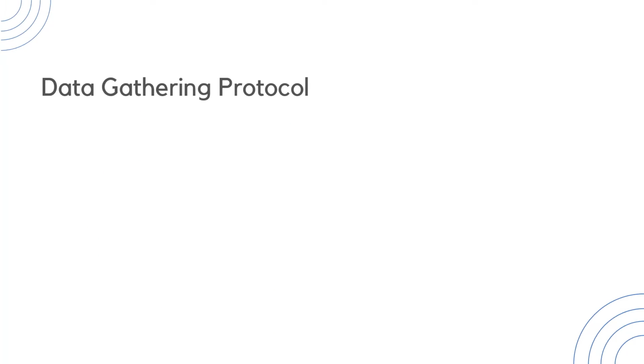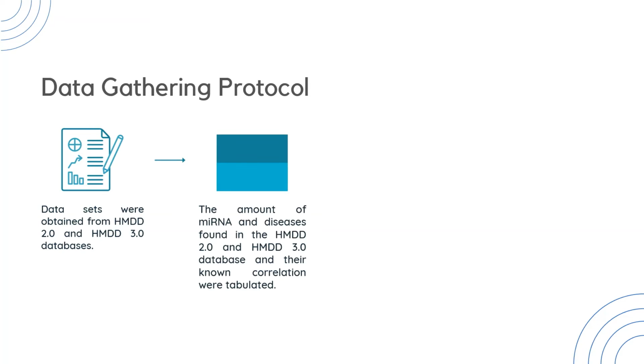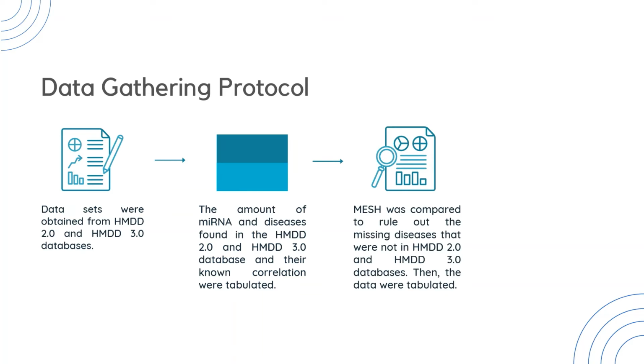For the data gathering protocol, the datasets were obtained from the HMDD2 and HMDD3 databases. The numbers of miRNAs and diseases found in the HMDD2 and HMDD3 databases and their known associations were tabulated in Table 1. MeSH was compared to rule out the missing diseases that were not in the HMDD2 and HMDD3 databases. Then the data were tabulated in Table 1.